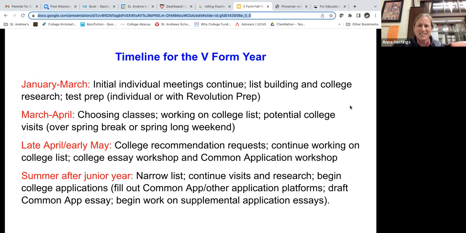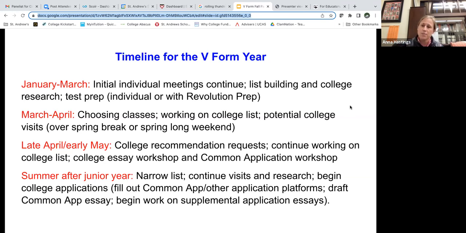So I'm going to continue talking about the junior year a bit, sort of the latter half of it. As you could see from the previous slide, our second meeting with students takes place in January. At that point in time, we start to get into the nitty gritty of what they might be looking for in a college. And that helps us begin to build that initial college list.